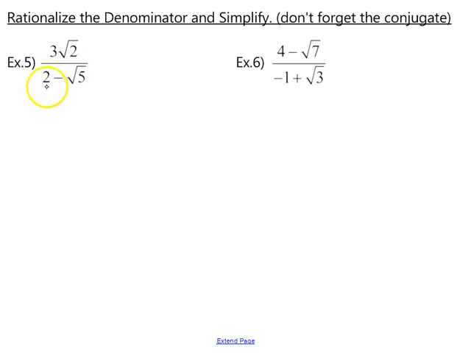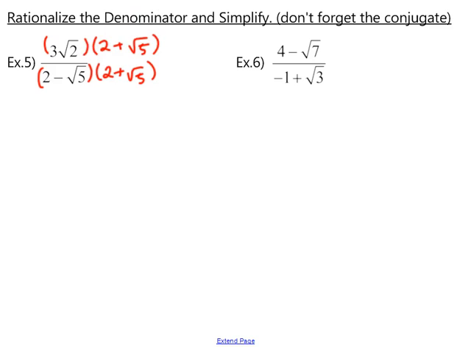And remember, the conjugate is the exact same thing as what you see on the bottom, except that middle term is opposite. So we want to put this in parentheses, and then the conjugate is going to be 2 plus root 5. Now if we multiply the bottom of the fraction, you have to multiply the top as well. So we're going to multiply the top and the bottom by the conjugate of the denominator.